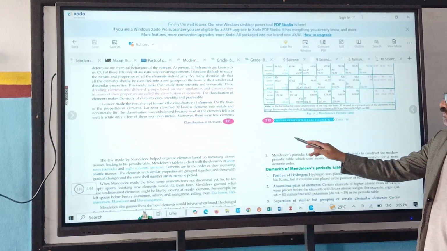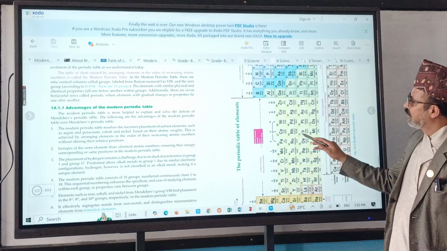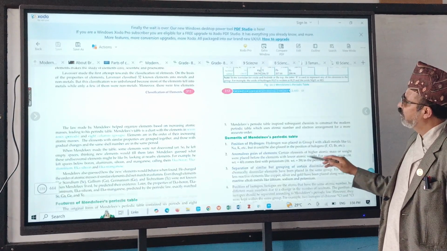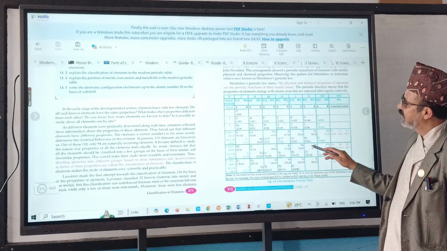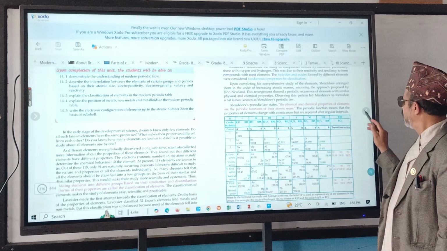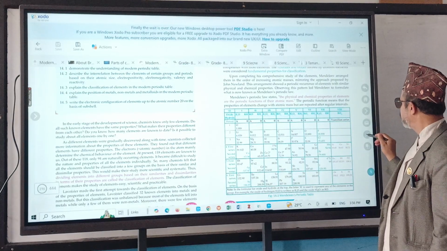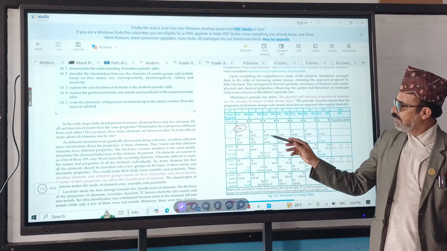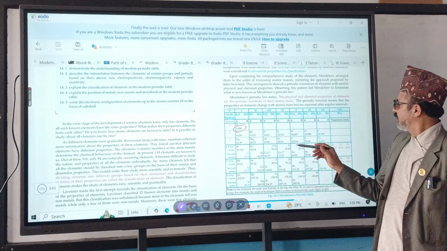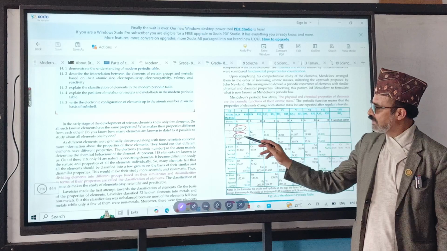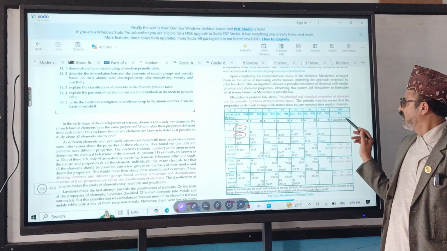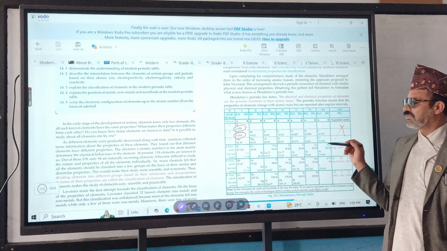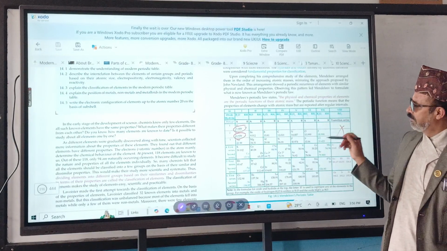What is the atomic mass of hydrogen? 1.008. Yes, its atomic mass is here. Atomic mass of lithium, 6.939. It means in his time there was no discovery of some elements like helium.